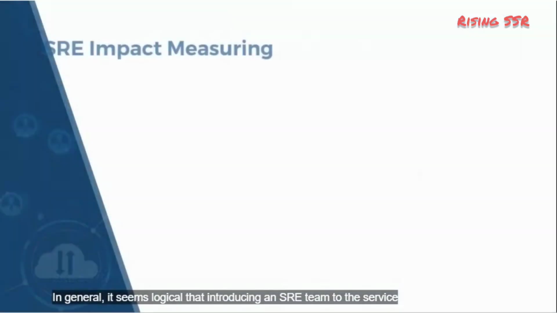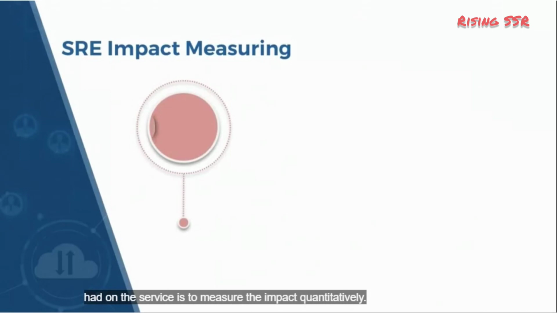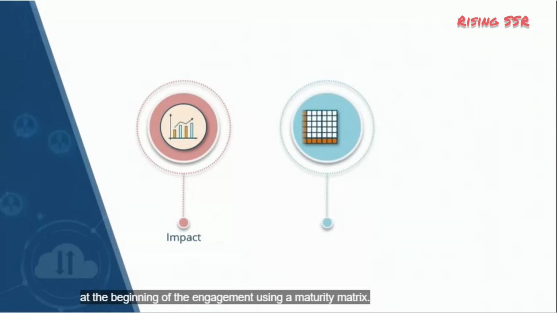In general, it seems logical that introducing an SRE team to the service lifecycle should improve reliability and generally result in a more mature service. But the only way to really know what effect an SRE team's engagement has had on the service is to measure the impact quantitatively. One way to do this is to measure the service's maturity at the beginning of the engagement using a maturity matrix.